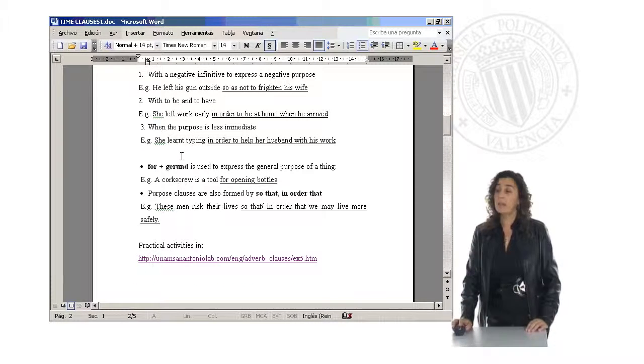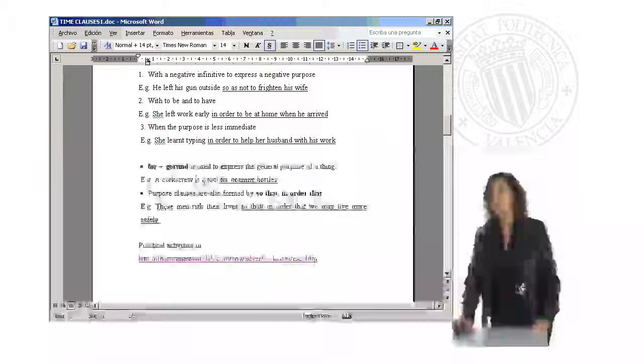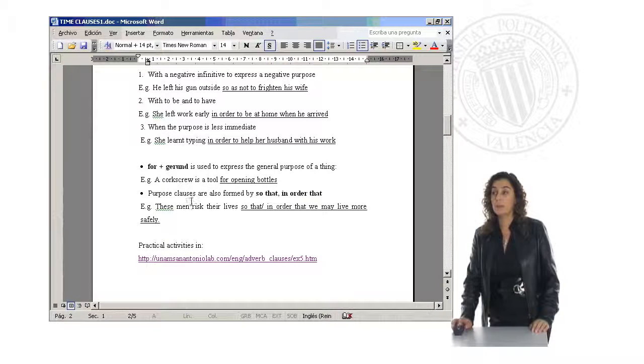Purpose is also expressed in English using for plus gerund. In general, we use it to express the general purpose of a thing. For example, a corkscrew is a tool for opening bottles. Right? Remember the gerund after the preposition for.